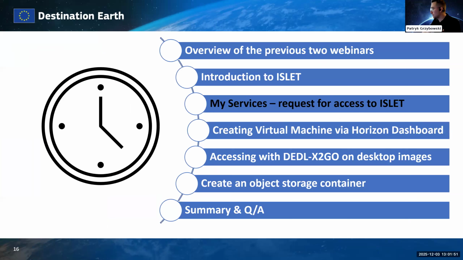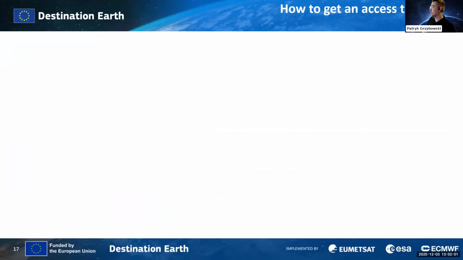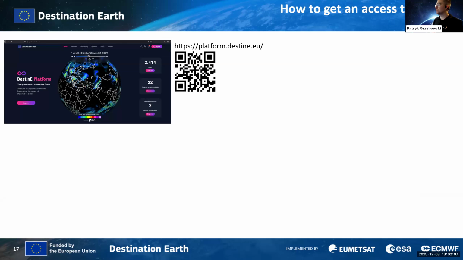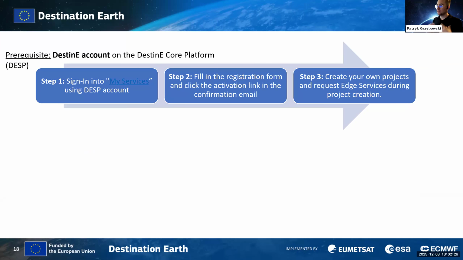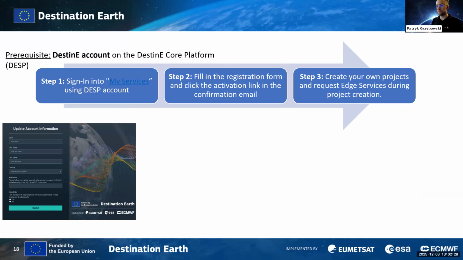Okay, so I stop sharing for the moment, because now I'm going to show you how to request access to ISLET. In fact, it's just the same as how you access Hook and Stack. Maybe first a quick reminder: you have to be a registered user of the Destination Earth Core Service Platform. Then you can navigate through DESP, or you can navigate directly to the Destination Earth Data Lake portal. And then you can find the My Services tab.